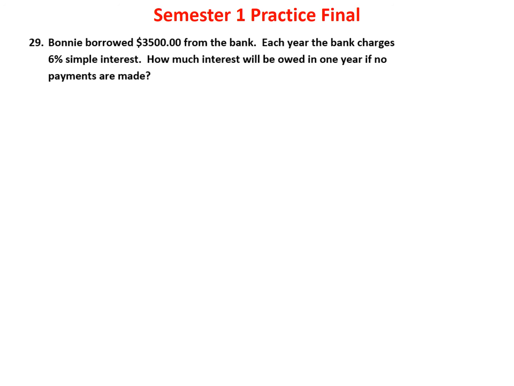29 is an interest problem. It says that Bonnie borrowed $3,500 from the bank, and each year the bank charges her 6% simple interest. How much interest will be owed in 1 year, so there's our time, if no payments are to be made? So in this case, we're going to find the interest using our interest formula. The interest formula says that interest equals PRT: the principal, the rate, and the time.